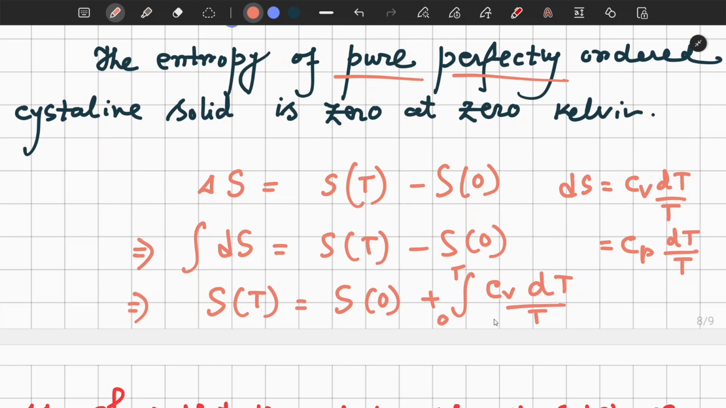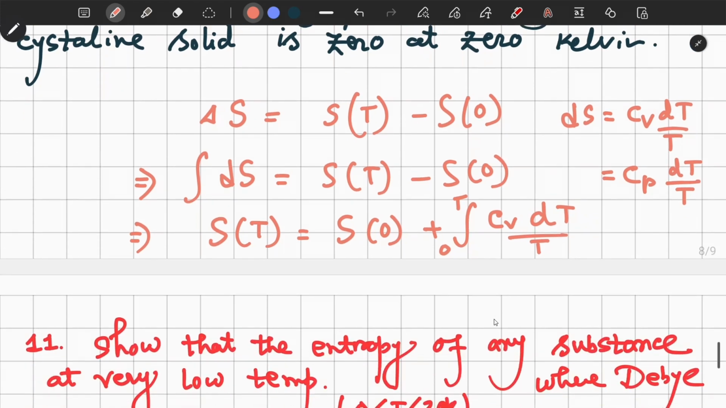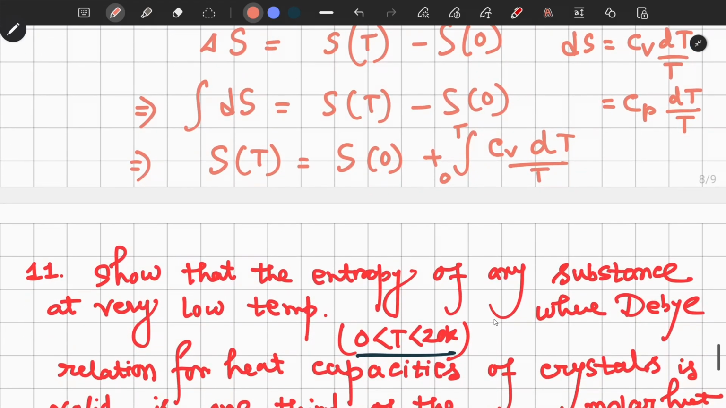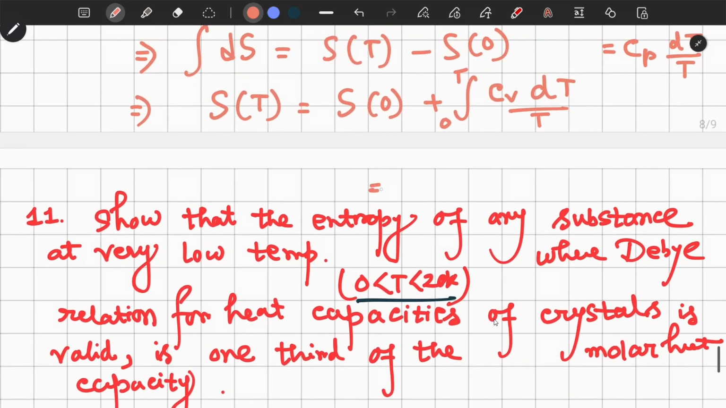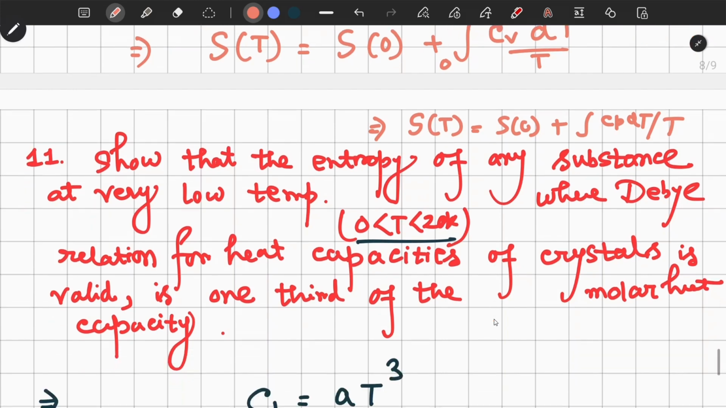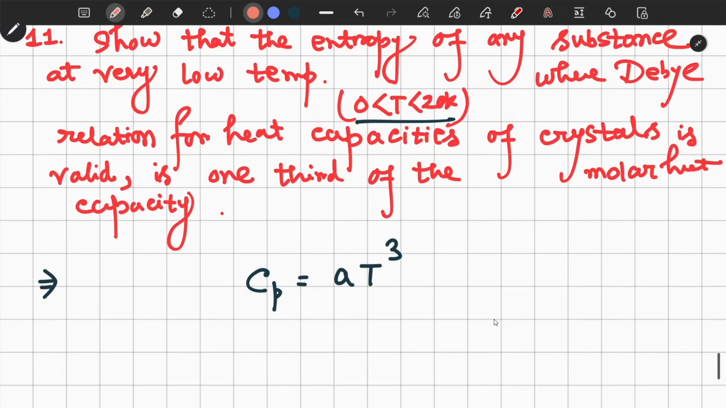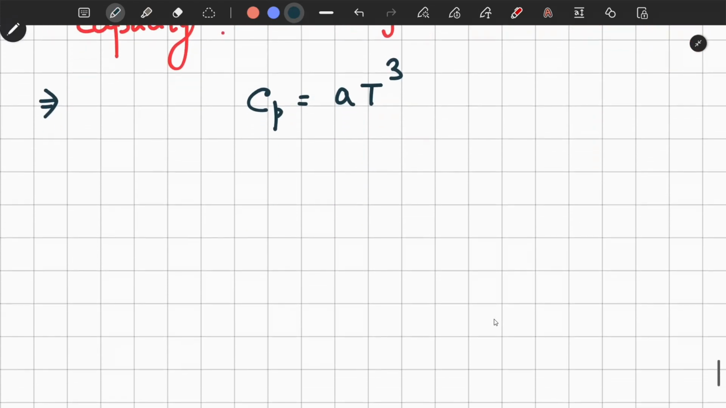So Cp dT by T, and there is, but nR will not be there. So it's better to have the difference. This is for constant volume, this is for constant pressure. For constant pressure, you will have a similar expression, just instead of constant volume, it will be constant pressure. So you see, the entropy for constant pressure and constant volume will not be the same. Clear? Okay, great.